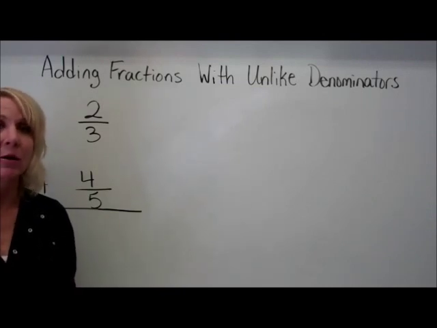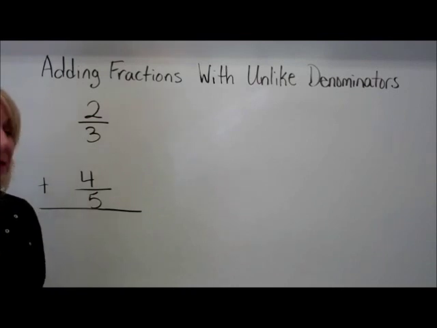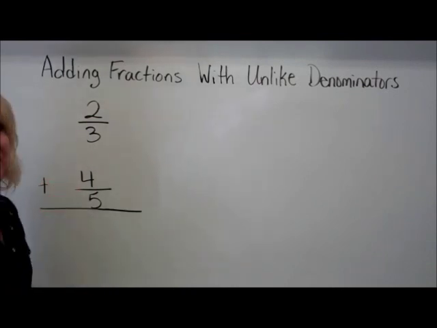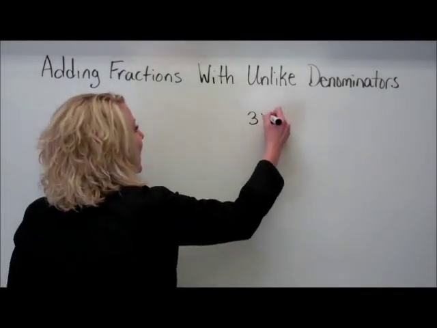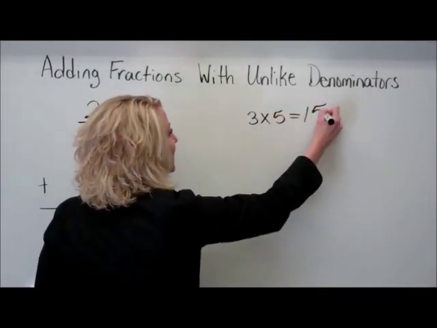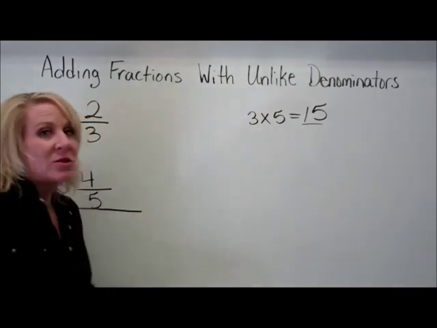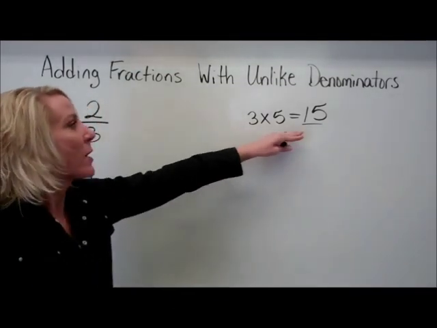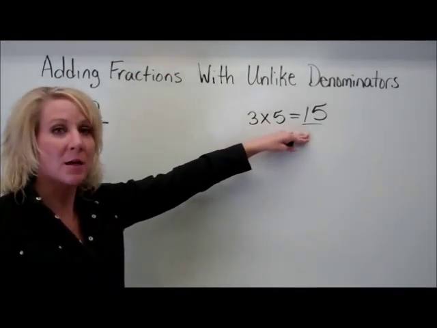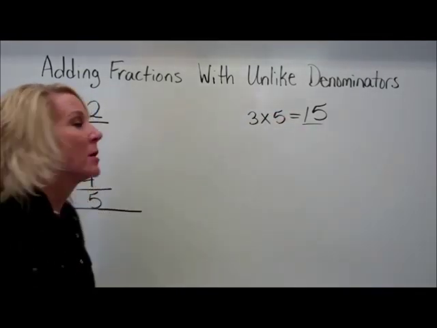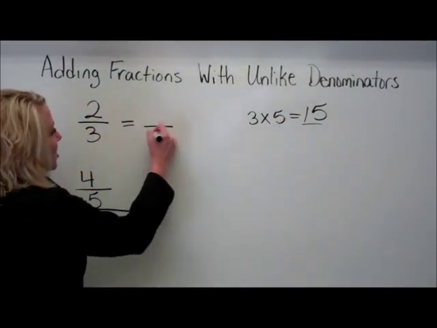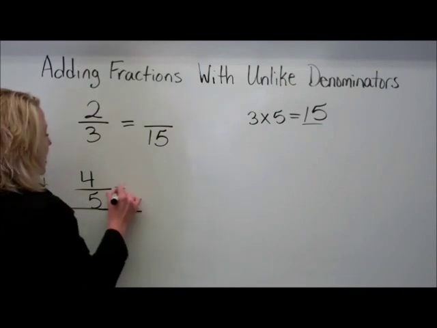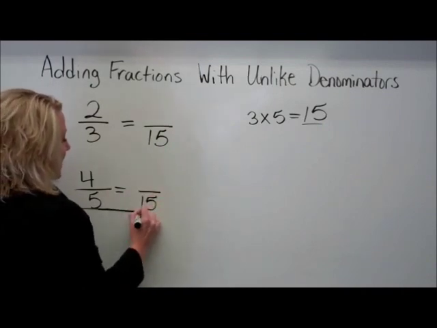Once we realize that that is true, the next step is to give the fractions a common denominator or a like denominator. One strategy for doing that is to take the two denominators that you are given and multiply them together. So 3 times 5 equals 15. The answer to our multiplication problem here, the product, is going to become our common denominator for the two fractions we were given. So we are going to give each fraction the common denominator of 15.